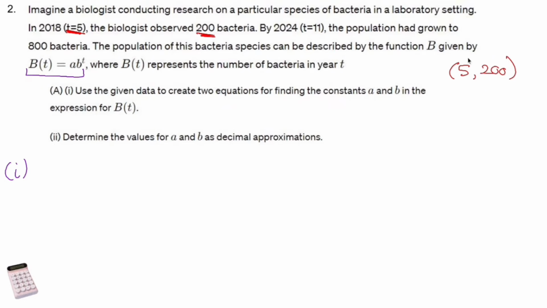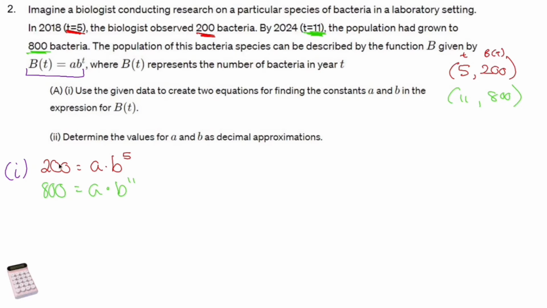So using that information, where 5 represents t and 200 represents B of t, I can come up with the equation. Instead of B of t equals a times b to the t, I substitute B of t with 200, a is I don't know, b is I don't know, and t is 5. So that's one equation. Now, if you think you know what's going to happen next, you're probably right. We have another coordinate, 11 matching up with 800. So I have (11, 800), and that gives me the equation: replace B of t with 800, a is I don't know, b is I don't know, and replace t with 11.